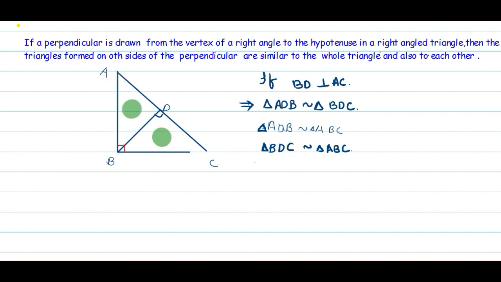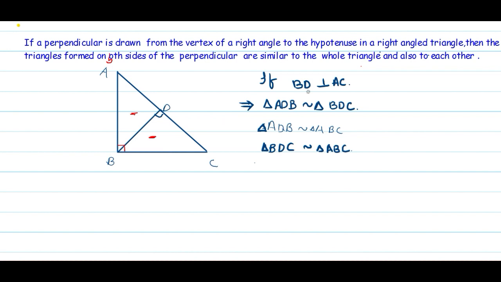Now, if a perpendicular is drawn from the vertex of a right angle to the hypotenuse in a right angled triangle, then the triangles formed on both sides of the perpendicular are similar to the whole triangle. They are similar to the whole triangle and also to each other.